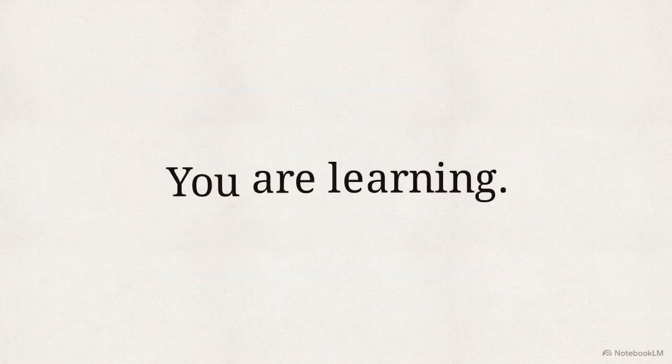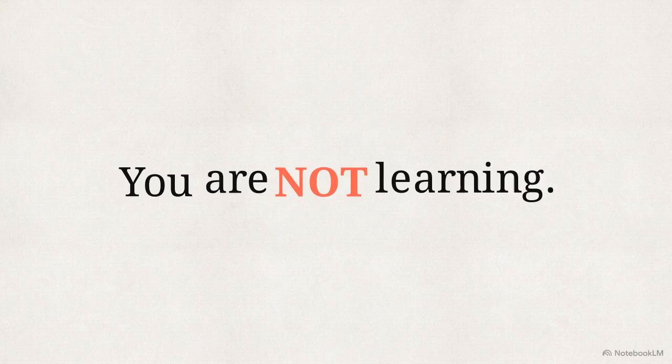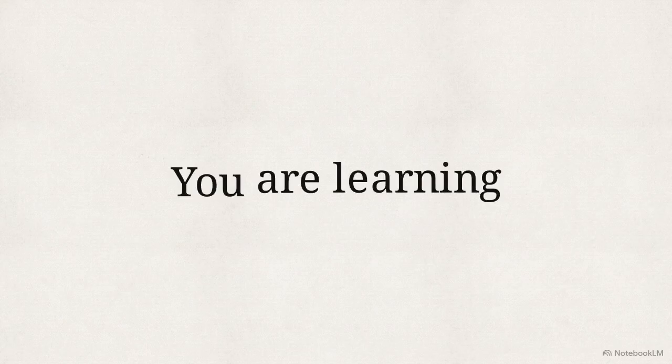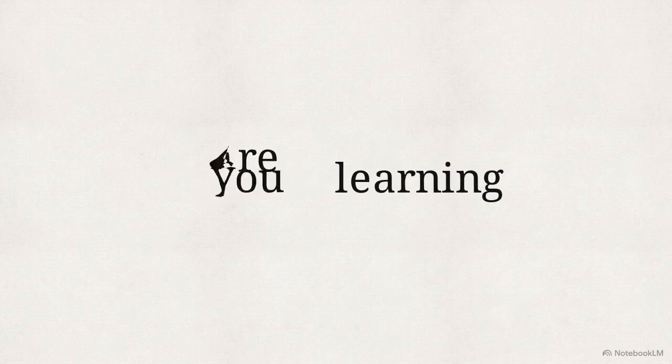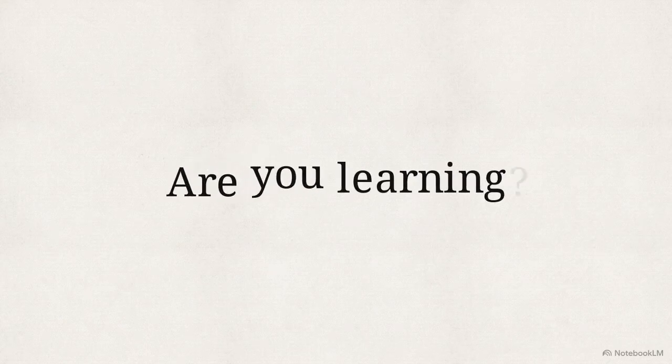Now, what if the action isn't happening? To make a negative statement, insert the word not directly after the verb to be. You are learning shifts to you are not learning. To ask a question, the entire structure moves. The verb to be jumps over the subject to the very front. You are learning flips to are you learning?